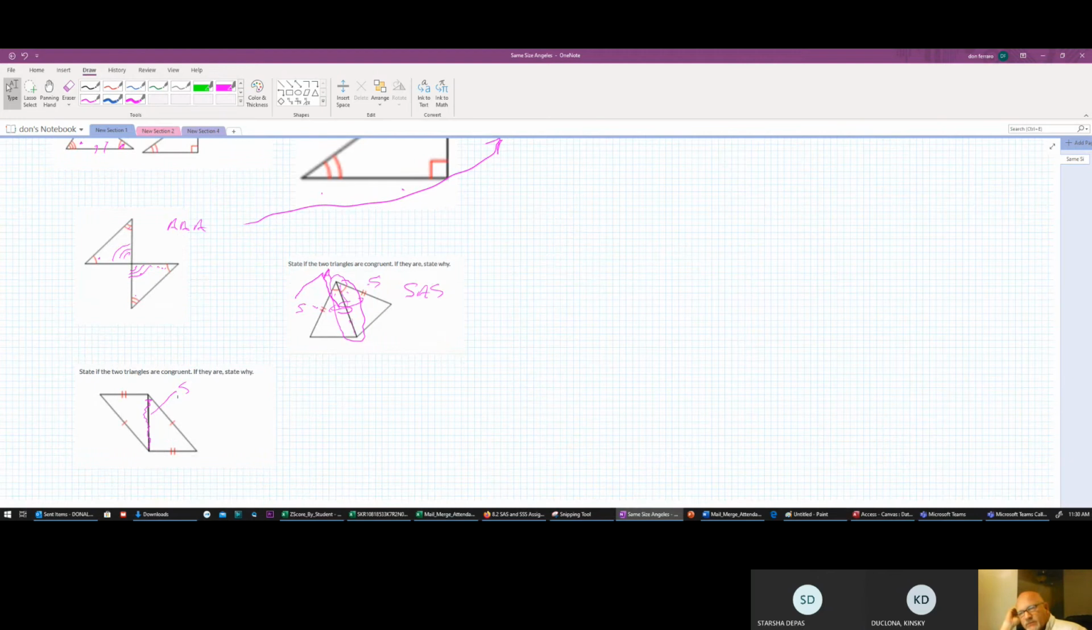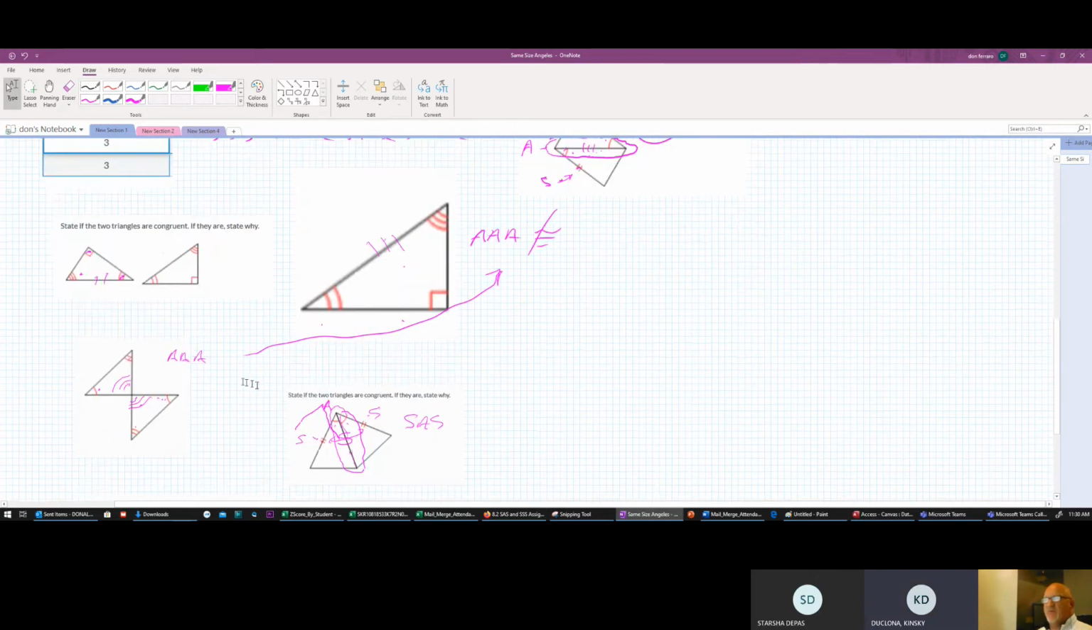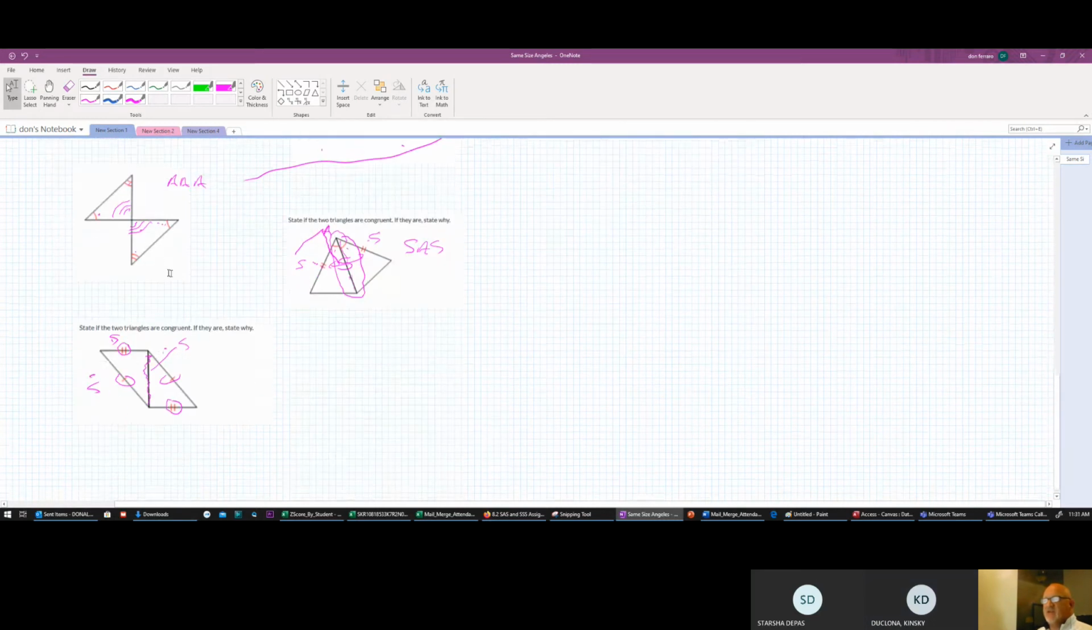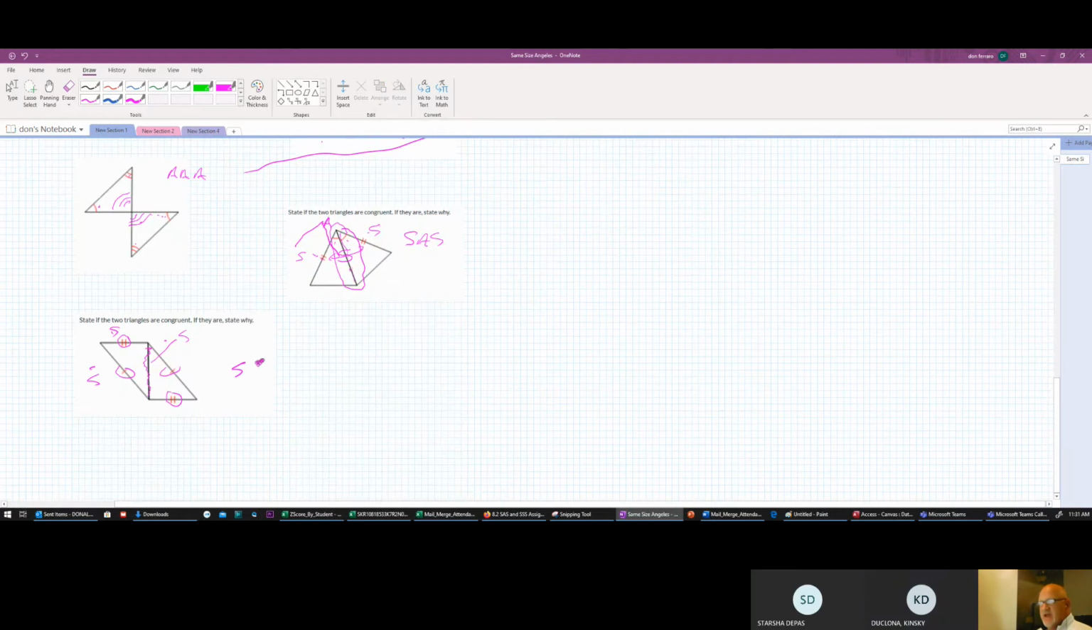Look at the tick marks. Which one? The ones that have one tick mark and the ones that have two. Okay, so this and this, right? So we got a side there, and then we got this and this. So we got side, side, side, and we go back to what we were testing for. We were testing for side, angle, side or side, side, side. So in this case, side, side, side. All right, that is our congruent.